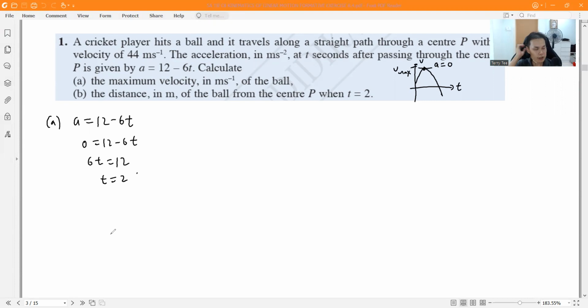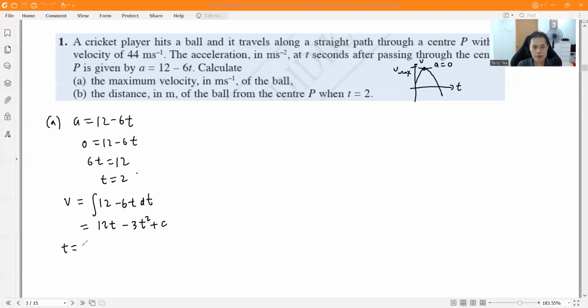Okay, once you have the value of t, we need to substitute it into your velocity function. But the problem is I do not have the velocity function. So I have to integrate the acceleration function to find it. If you integrate 12, you get 12t. Integrate 6t, increase the power by 1, t squared, 6 divided by 2, I get 3, plus c.